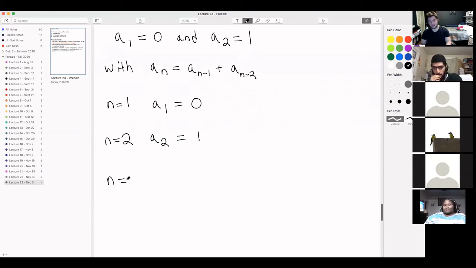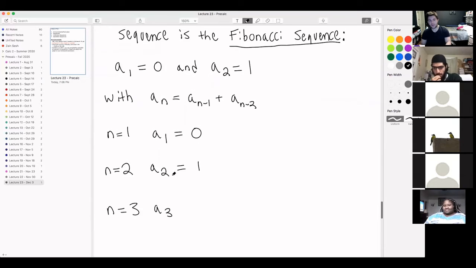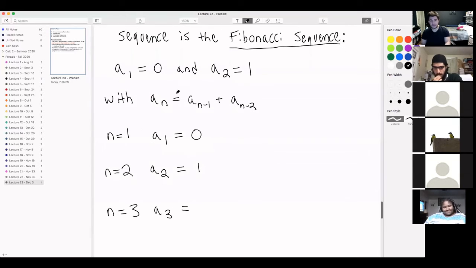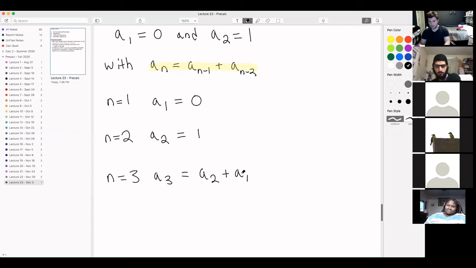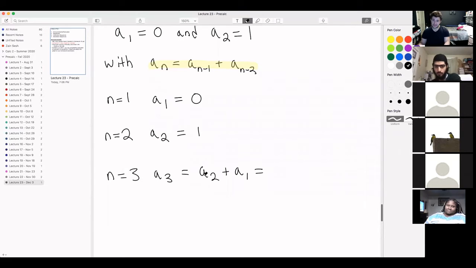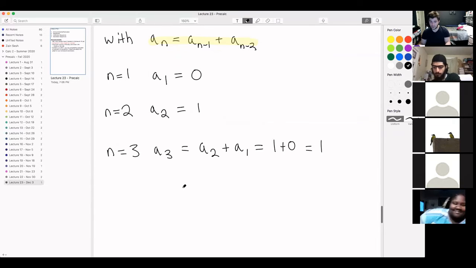n equals 3. A sub 3: this formula tells us I need to add together A sub 2 plus A sub 1. You take the sum of the previous two terms. And what's great is that we have A sub 2 and A sub 1 right here. So it's 1 plus 0, and that's 1. So A sub 3 is 1.